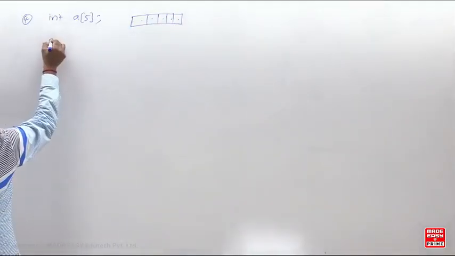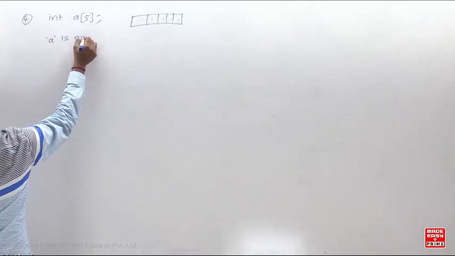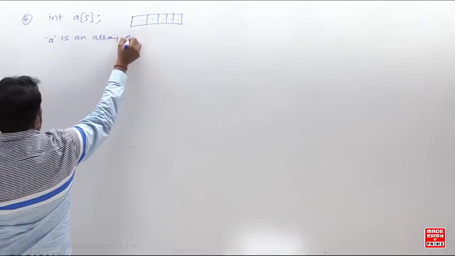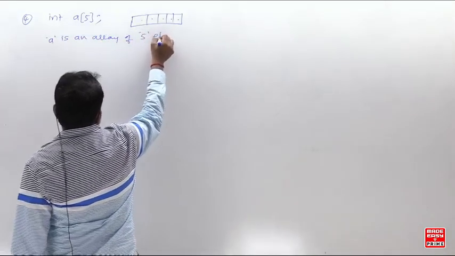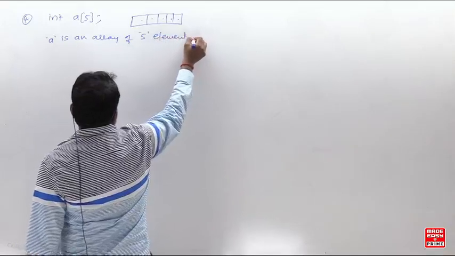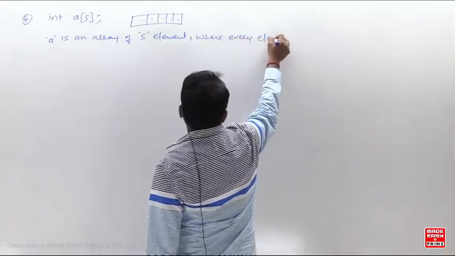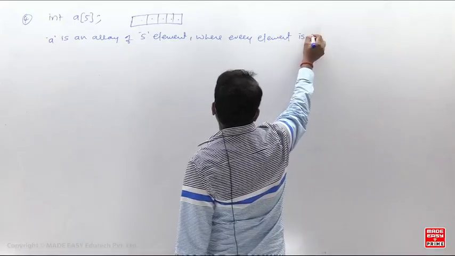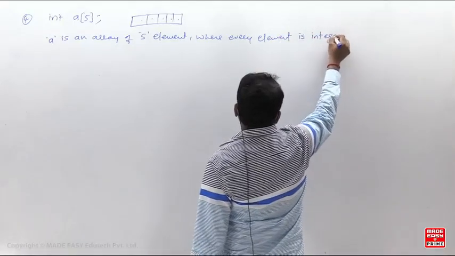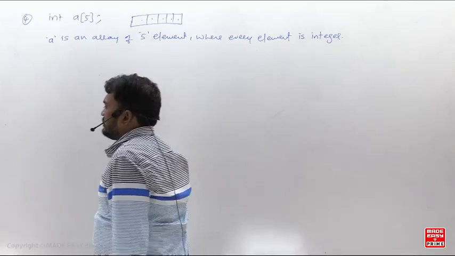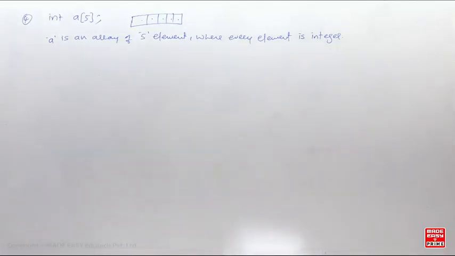No doubt. A is an array of 5 elements where every element is integer. So that everybody knows.